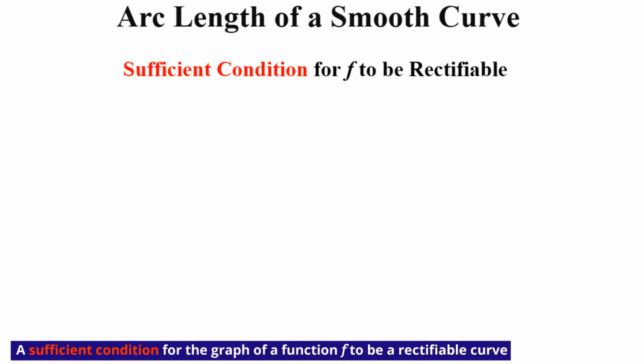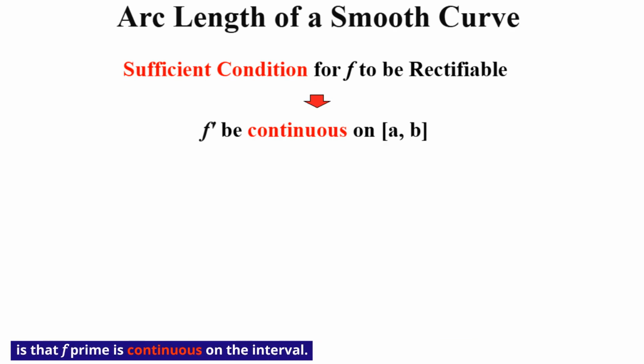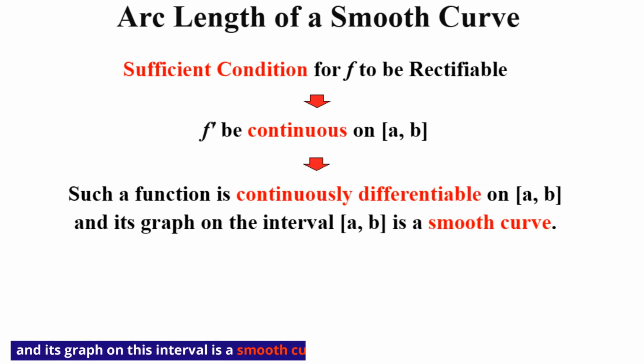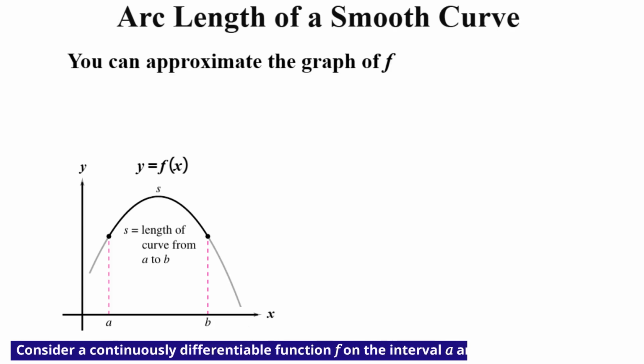A sufficient condition for the graph of a function f to be a rectifiable curve is that f' is continuous on the interval. Such a function is continuously differentiable on the interval, and its graph on this interval is a smooth curve. Consider a continuously differentiable function f on the interval a and b.